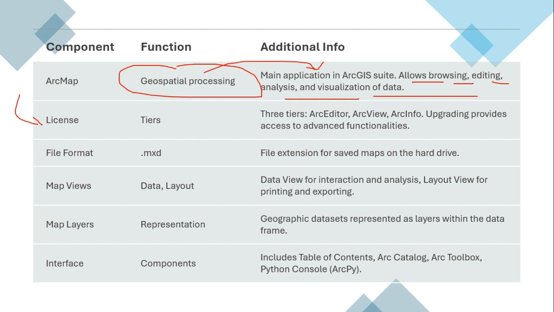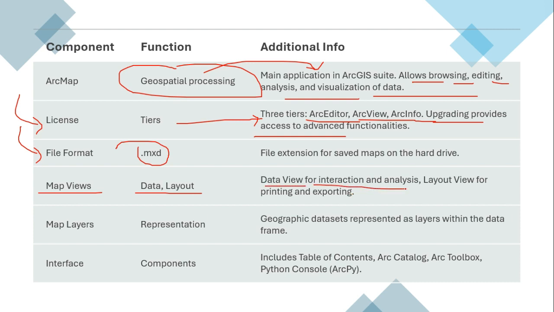The ArcGIS Desktop license is divided into 3 tiers: ArcEditor, ArcView and ArcInfo. If you upgrade the tiers, it will provide you advanced functionality and access. ArcGIS Desktop saves files in .mxd format. There are 2 types of map view in ArcGIS Desktop, the data view and layout view. Data view is basically for interaction and analysis, and layout view is for creating maps, printing and exporting. You can visualize the geographic datasets represented as layers within the data frame, which are known as map layers. The ArcGIS Desktop interface includes the table of contents, ArcCatalog, ArcToolbox, and Python console.